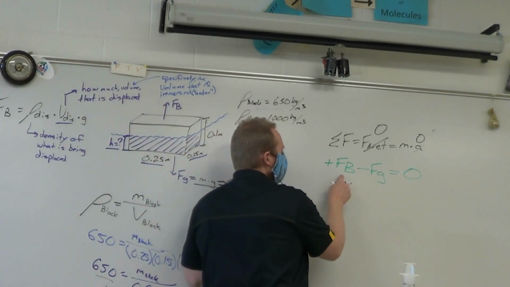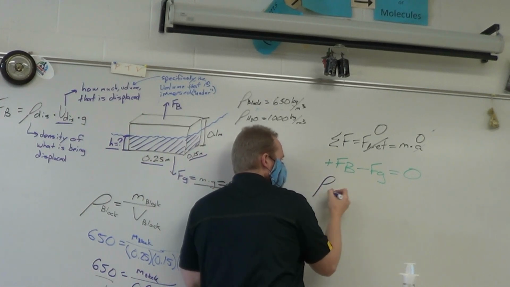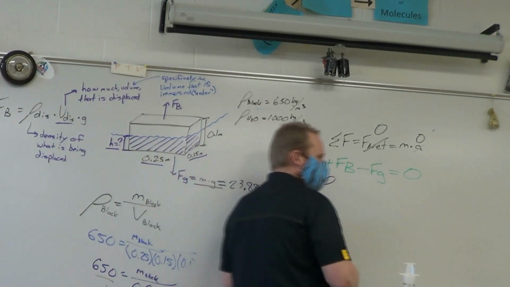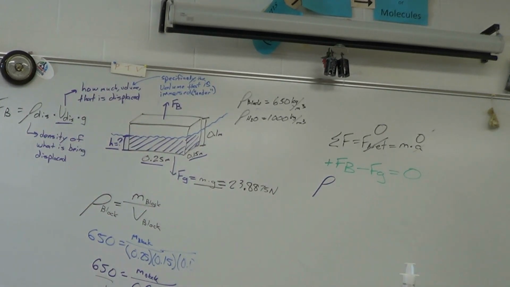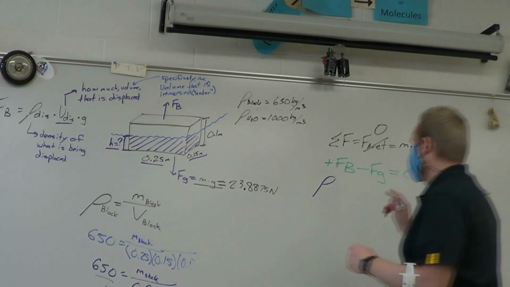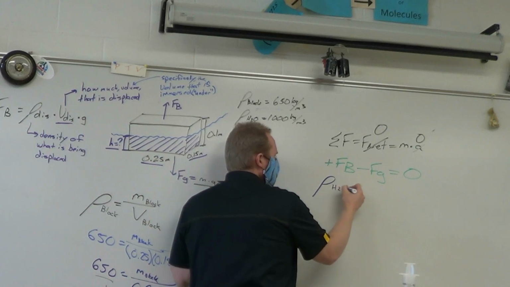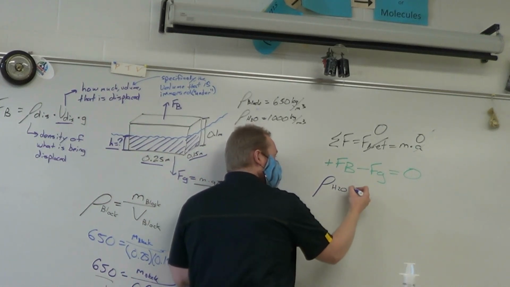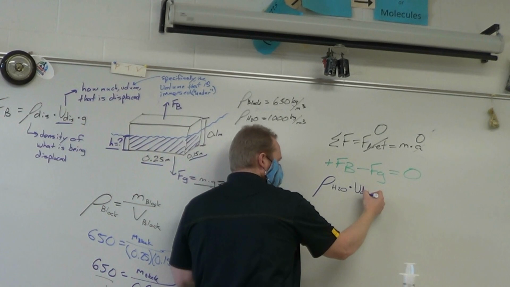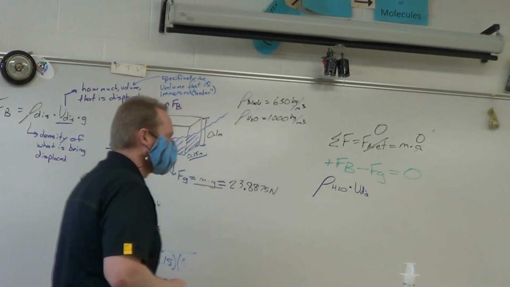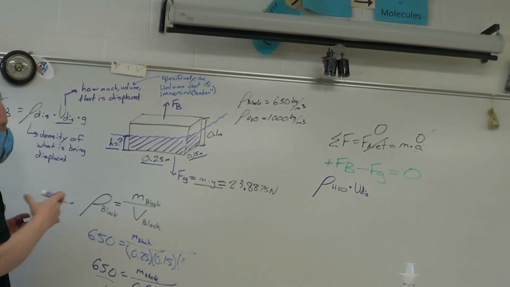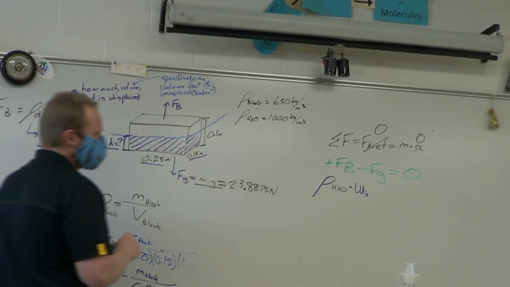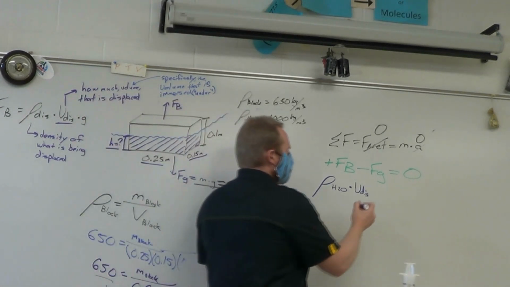So my buoyancy equation is the density that's being displaced. What's being displaced? What's getting pushed out of the way when we put a block in water? Is the water getting pushed out of the way, or is the block getting pushed out of the way? The water is getting pushed out of the way. So this is the density of water times the volume that's being displaced. Now, when we talk about the volume that's being displaced, it's the dimensions that are underneath the water. It's specifically the dimensions that are underneath that water. Times G.